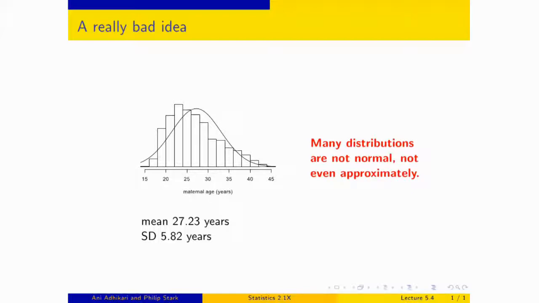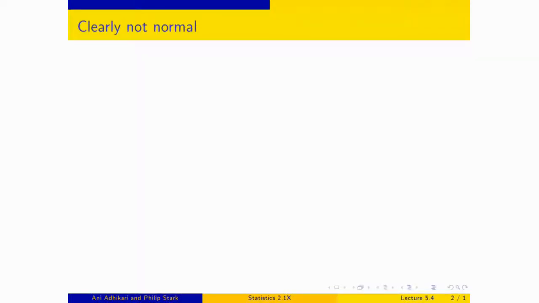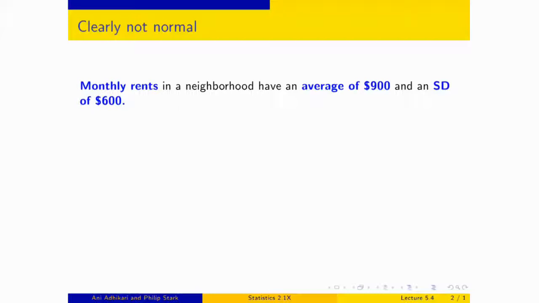Sometimes you can see, even via just the mean and SD, without the histogram, that the data cannot possibly be normal. A typical example is you look at rents in a neighborhood and they have an average of 900 and an SD of 600, and you ask yourself, could this distribution be approximately normal? Well, if you go 1 SD below average, you're at 300. If you go 2 SDs below average, that's 900 minus 1200, and suddenly your so-called rent is negative.